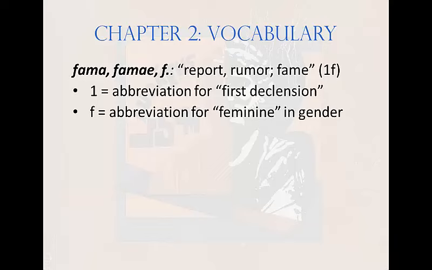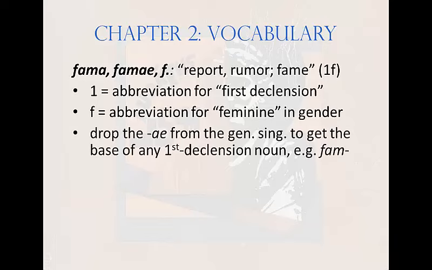To get the base of any first declension noun, go to the genitive singular, which must end in I. Remember, it will be spelled in Latin ae. Drop the I, and you have the base of the word. In this case, the base for fama is fam, F-A-M.